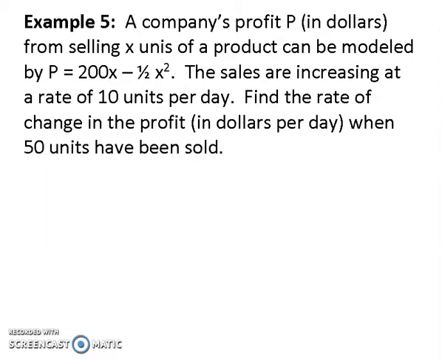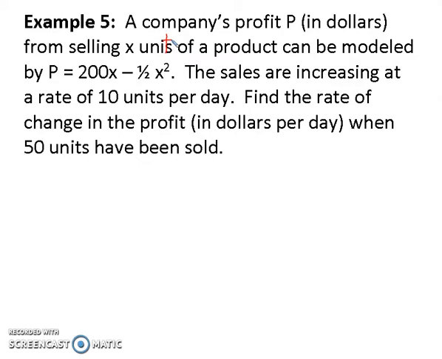But now let's take it in a different direction with our applications of derivatives. So here we're going to talk about money. So the company's profit P in dollars from selling x units of a product can be modeled by P equals 200x minus 1/2 x squared. The sales are increasing at a rate of 10 units per day. Find the rate of change in the profit, and they even gave you the units, when 50 units have been sold. Okay, so let's go back through it again.